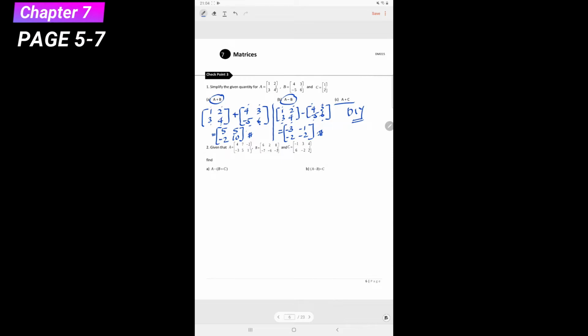Okay, let's proceed to number 2. We're given 3 matrices A, B, and C. So we need to find A minus with B plus C in the bracket. Again, when we have a bracket here, sini kan nampak ada bracket, kita kena selesaikan yang dalam bracket dahulu. Okey, so macam mana kita nak buat? Salin dulu A.